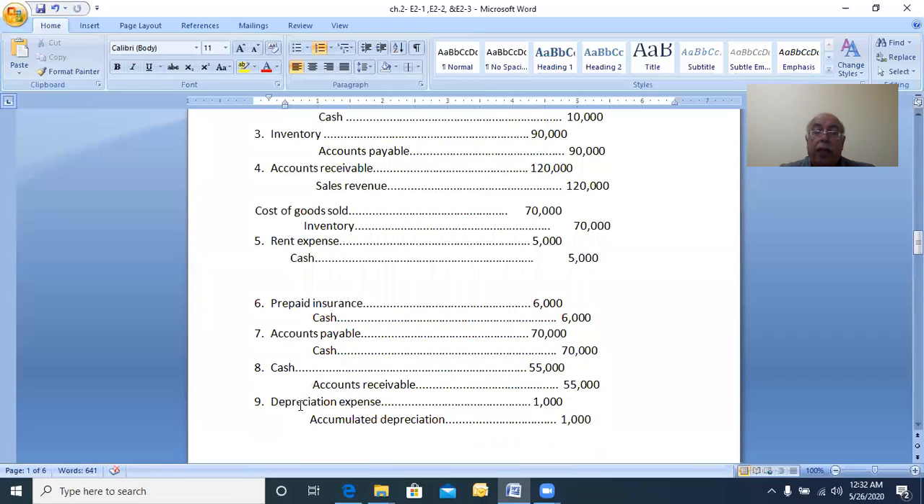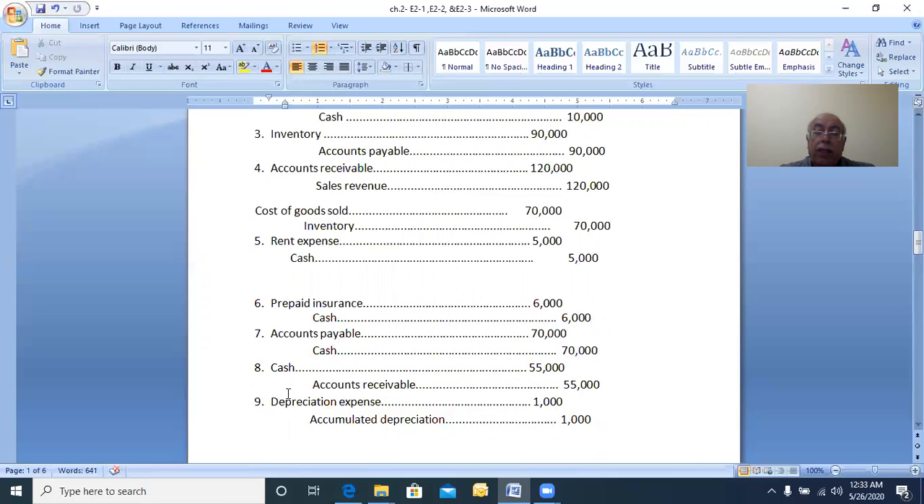And at the same time here, we collect from our accounts receivable balance. It will be decreased by the amount collected. The cash will be debited by this amount. That means our cash increases here, and the accounts receivable balance will be decreased by this amount.